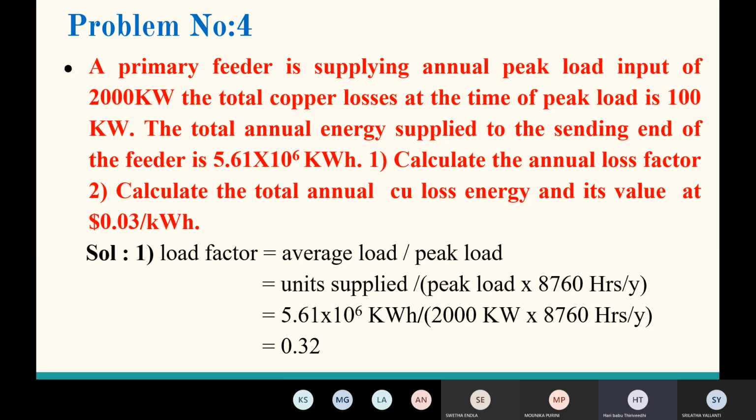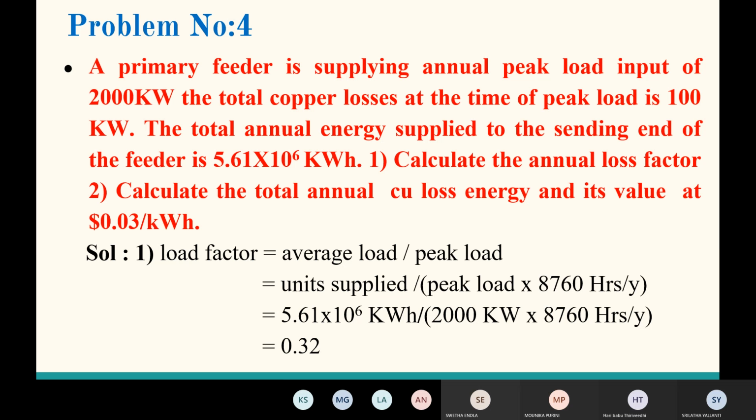Number of units supplied per year equals 5.61 million. That is equal to 5.61 into 10 power 6 kilowatt hour. Right.